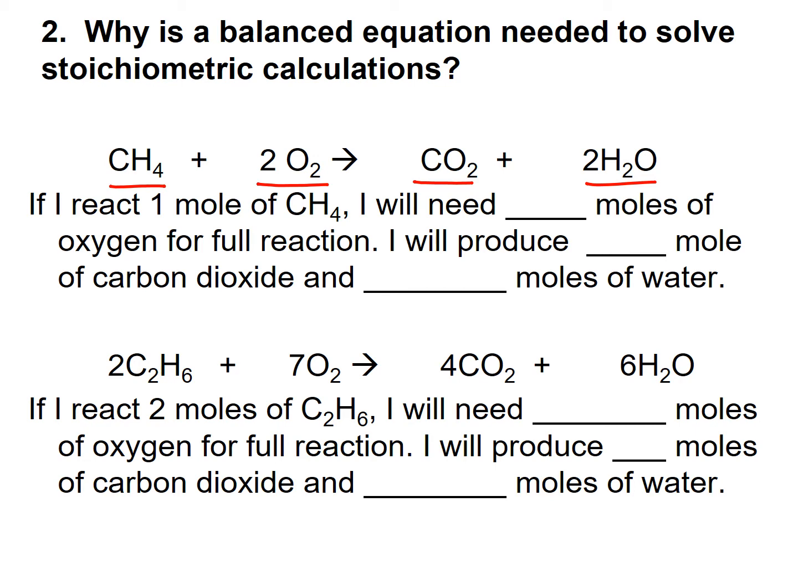So these coefficients in the balanced equation tell me how many moles I need for a reaction. So let's fill this in. If I react 1 mole of methane, I'll need 2 moles of oxygen for full reaction. I'll produce 1 mole of carbon dioxide and 2 moles of water. In this next example, again, I'm going to use the coefficients of the balanced equation. So if I react 2 moles of C2H6, which is ethane, I'll need 7 moles of oxygen for full reaction. I'll produce 4 moles of carbon dioxide and 6 moles of water. Okay, so we're going to use those coefficients to give us what's called a mole ratio.